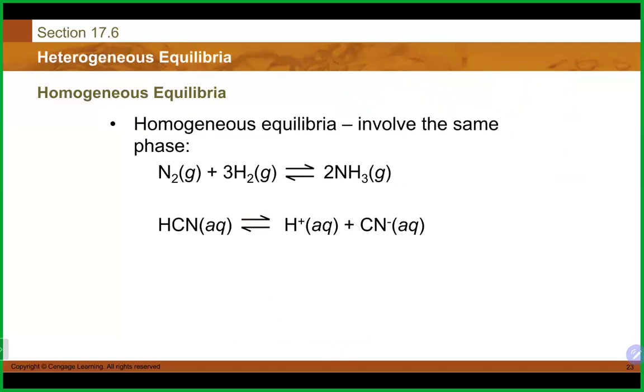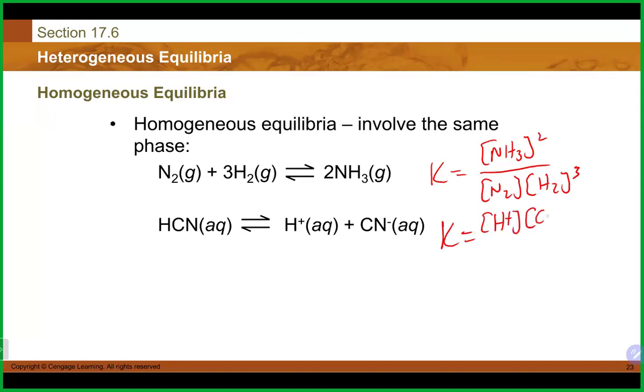All right. So as I mentioned, homogeneous equilibrium, everybody's in the same phase. And again, in this case, we would include everything in each of these, and we could write our equilibrium expressions. In the first case here, it would be the concentration of NH3 squared divided by our N2 and our H2 cubed. For our second one, it would be the concentration of H plus times the concentration of CN minus divided by HCN in this particular case. Again, just our products over our reactants.